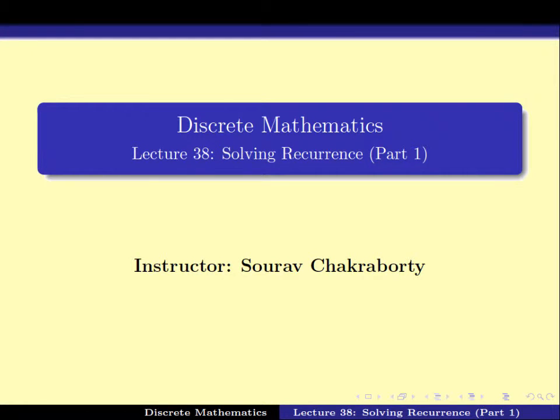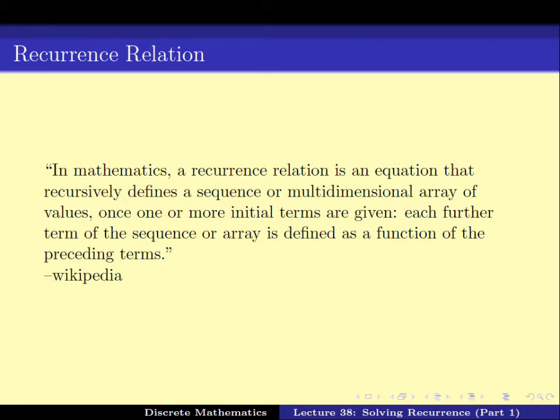Welcome back. In the last few lectures, we have seen how to use recurrence relations to model various counting problems. Now, as we have told, recurrence relations are a very essential part of mathematics, particularly in counting. A recurrence relation is an equation that recursively defines a sequence or a multidimensional array of values, where there are some initial terms and the nth term is defined as a function of the preceding terms.